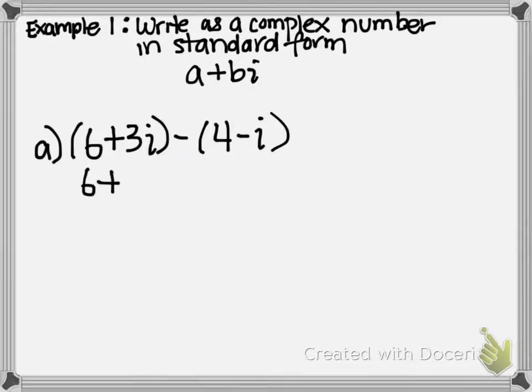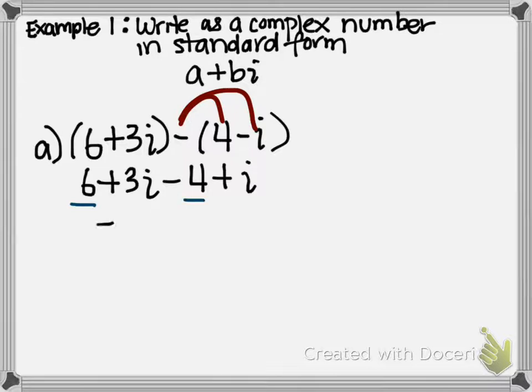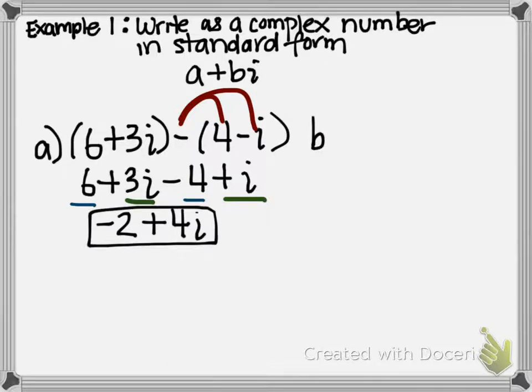So looking at this, let's rewrite the first part without the parentheses because it's not necessary to have it. But the second part, we have to realize that we need to distribute the negative sign. So negative times 4 is negative 4. Negative i times negative is going to give you a positive i. And then from here, it's just a matter of combining like terms. Since the 6 and negative 4 are like terms, we can write that as just negative 2. And 3i and i is going to become a positive 4i. So that's a problem that you may simplify in that fashion.